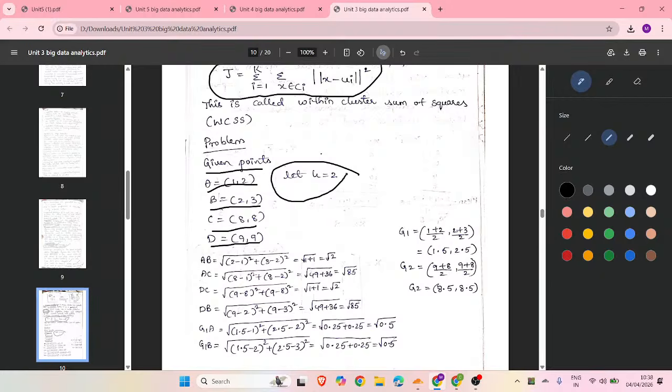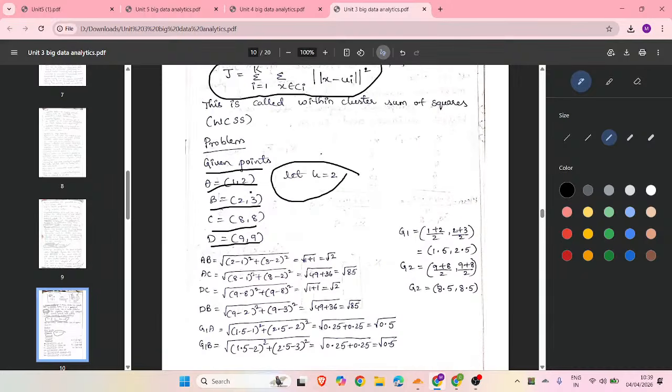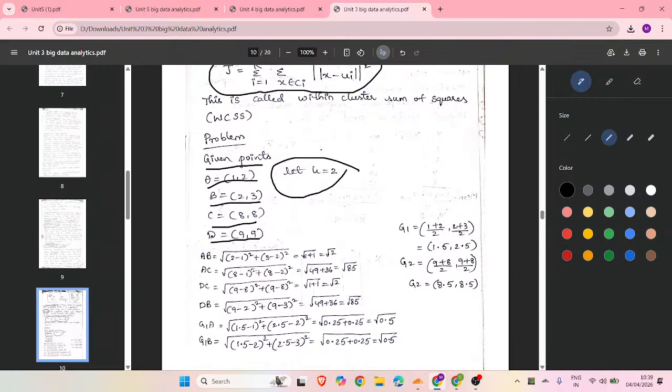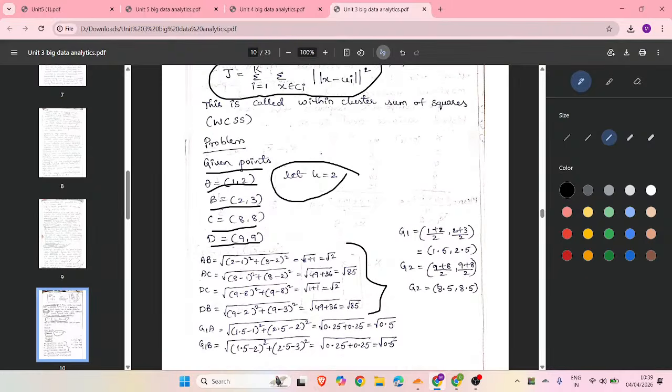Then I have calculated the distance. Already you know the distance formula: (x2 minus x1) whole square plus (y2 minus y1) whole square. I need to calculate the distance of every point: AB, AC, and AD. If I calculate, these will be the values I get. After getting those values, I need to find the centroid. The centroid is 1 plus 2 divided by 2 for A, and 2 plus 3 divided by 2 for B, and in the same way for G2 you calculate 8 plus 9 and 8 plus 9.